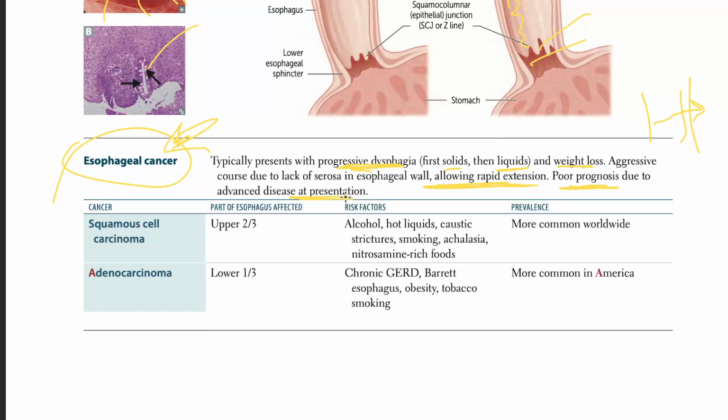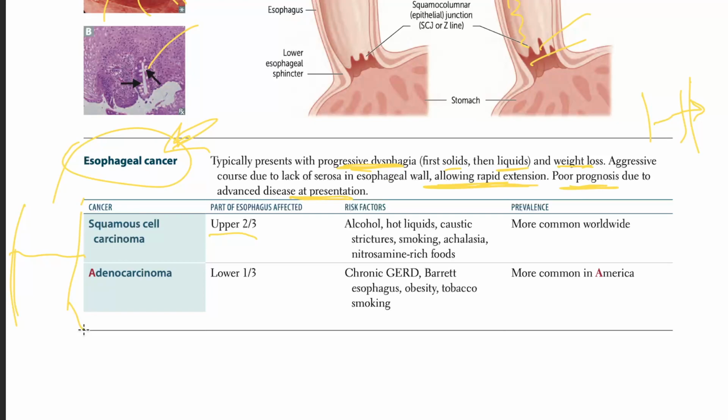Okay, so you have squamous cell carcinoma and adenocarcinoma. Why are we saying these are two different things? Because of the normal mucosa. Normal mucosa of the upper 2/3 is squamous cells. The lower 1/3 is adenocarcinoma, because it has the glands. Okay, so let's talk about how things are occurring here.